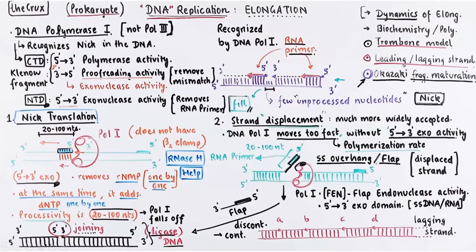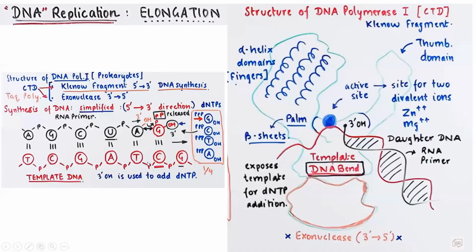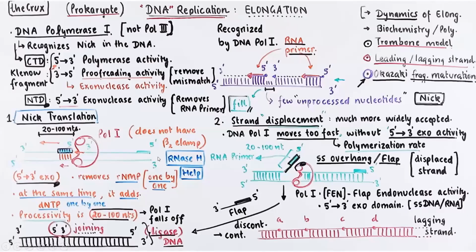In the elongation process, we will discuss the biochemistry of this polymerization. DNA polymerase 1 recognizes the nick in the DNA. It has a carboxy terminal domain, and this domain is important for the 5' to 3' polymerase activity, which is the Klenow fragment, we can say, and it also has proofreading activity.